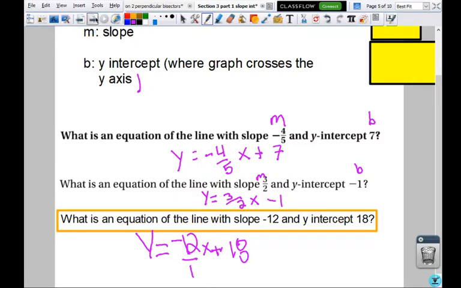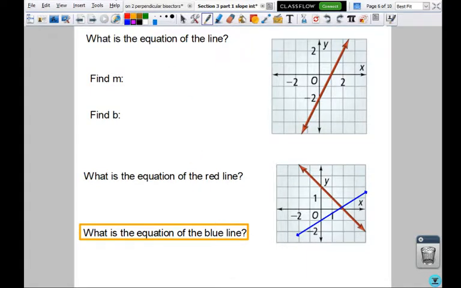Nice job, Kinsey. All right, so we're going to get into making equations of lines that are graphed to start with. So I'm going to start by making my equation of this red line on the top right here. So I'm still going to use y equals mx plus b.